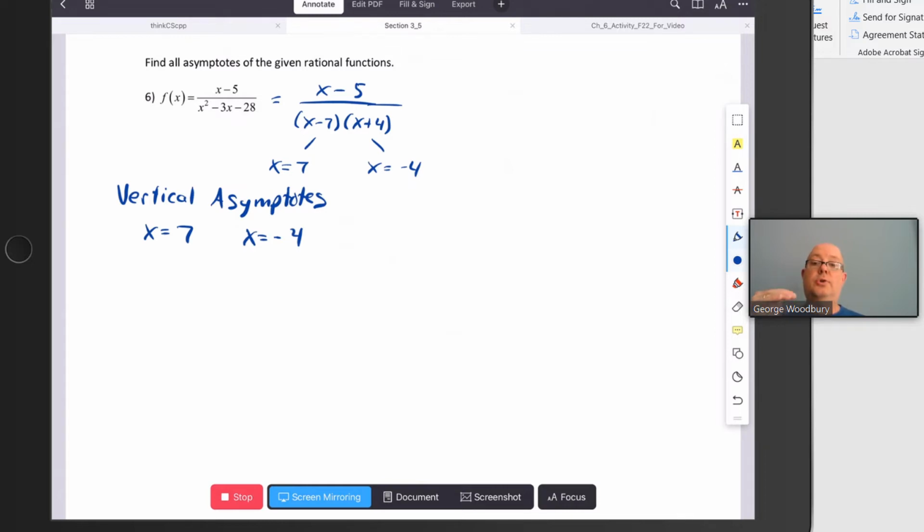Now, when we're looking for the other type of asymptote, notice that the degree in the numerator is 1. The biggest power of x we have up there is x to the first, but in the denominator it's x squared. So the denominator has greater degree. That's the case where the horizontal asymptote ends up being y equals 0.